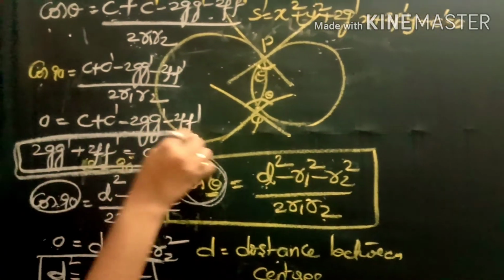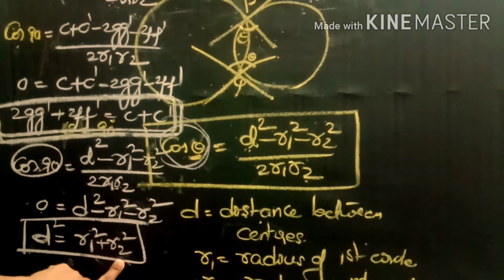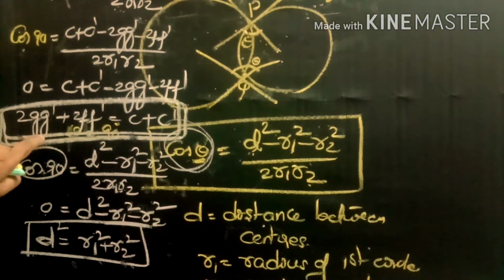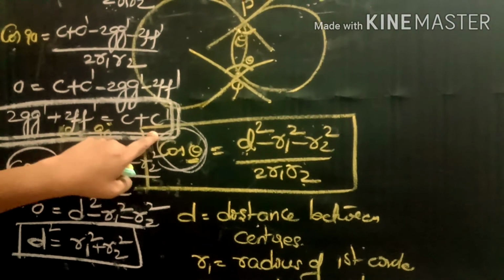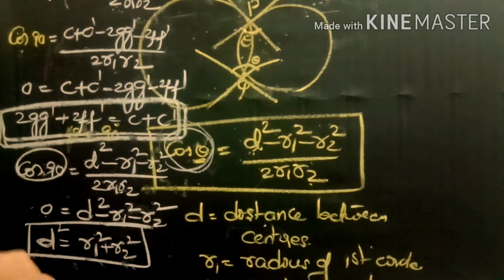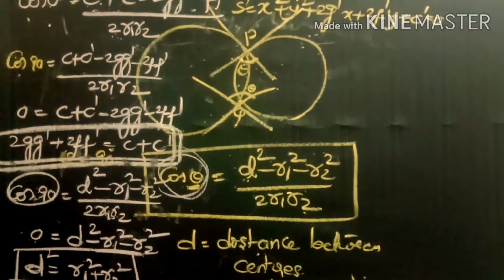This is also a very important formula. The first formula is d square equals r1 square plus r2 square, and the second formula is 2gg dash plus 2ff dash equals c plus c dash. Both are the conditions for the orthogonality of the two circles.